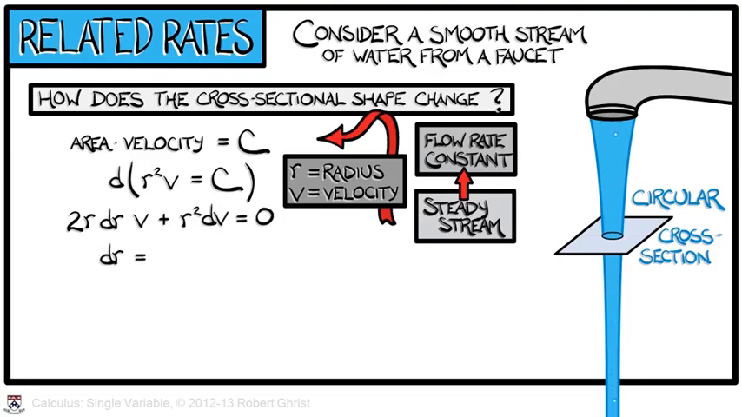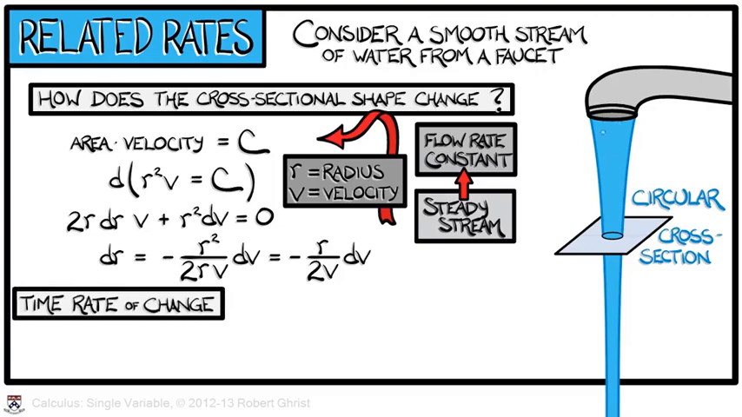Now we can do a little bit of algebra to get our hands on dr. That is negative r squared over 2rv times dv. We can simplify that, canceling the r's, to negative r over 2v dv. And now, let's say we wanted to know how that radius is changing with respect to time. The time rate of change would be dr dt, which we can write as negative r over 2v times dv dt. What can we say now to simplify things?